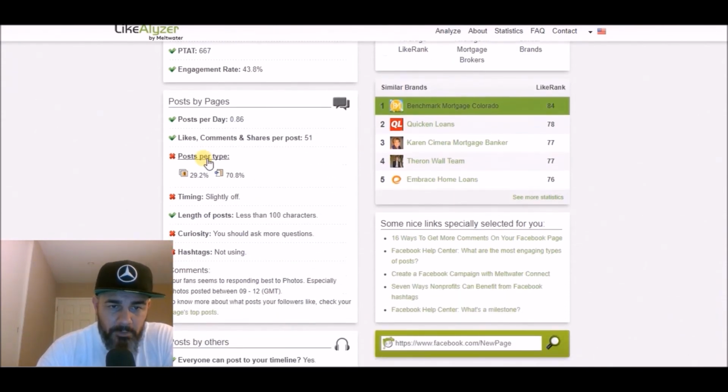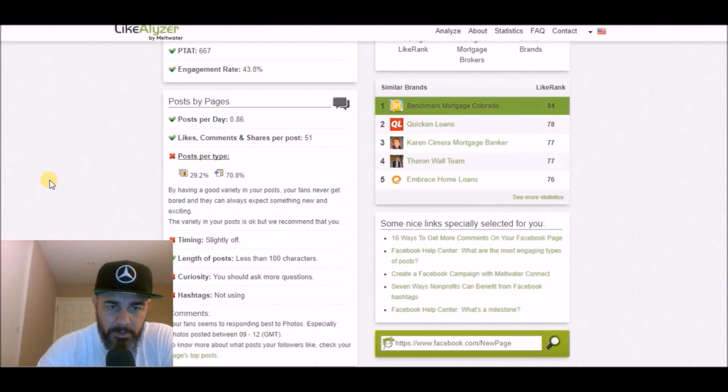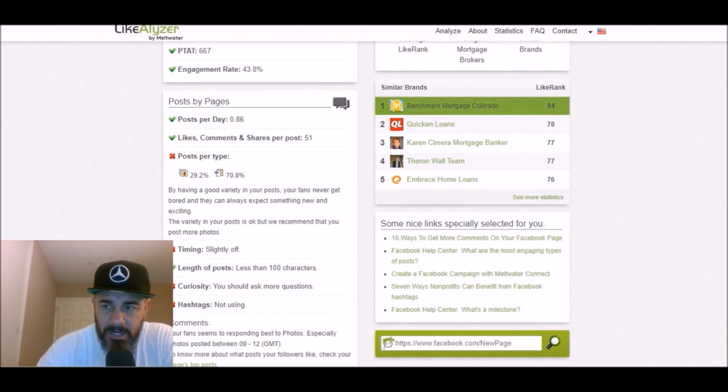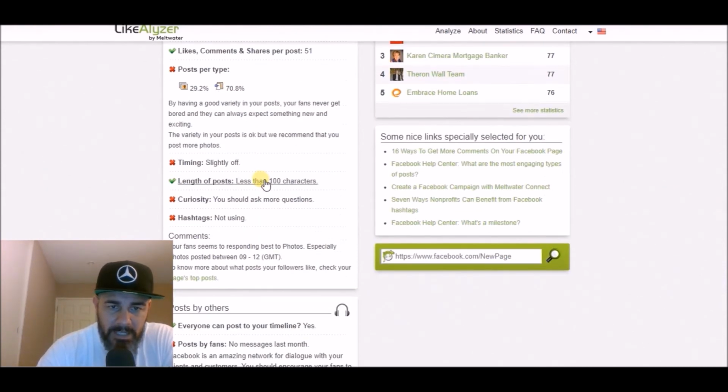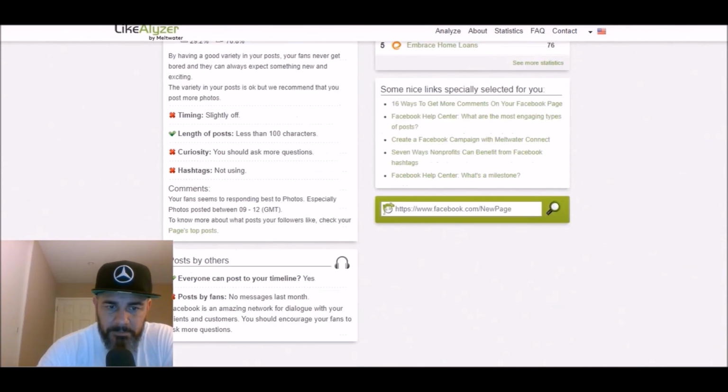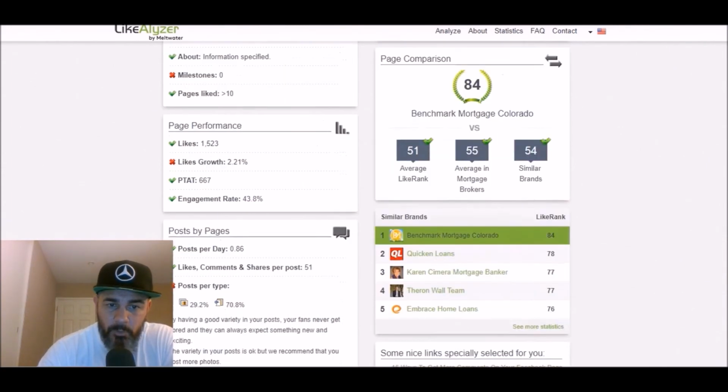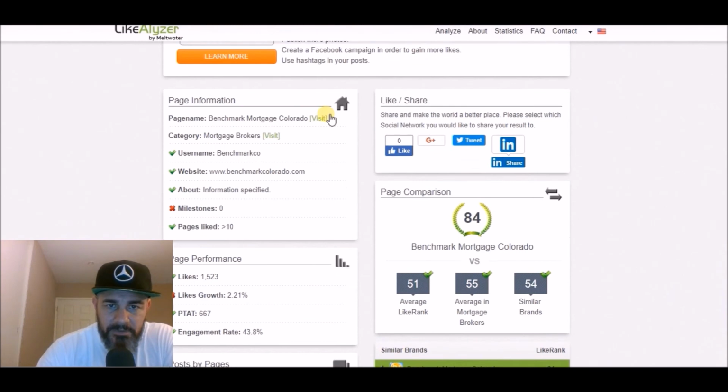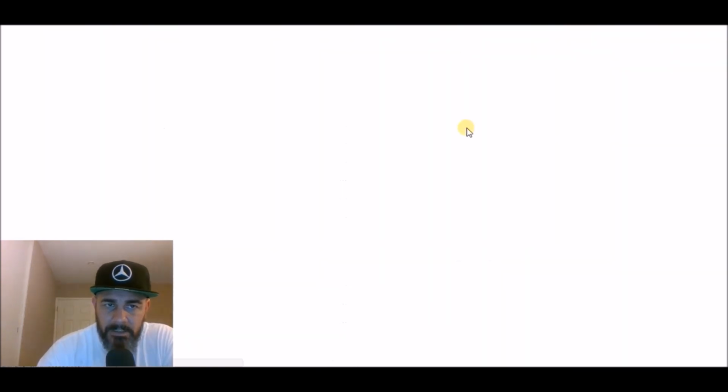They're not doing enough separation of posts, so let's read that. The timing's off. Remember we talked about that on the last one. Doing good short posts. They're not asking questions. They're not using hashtags. Don't look like they have any videos up, so they really need to mix that up to even raise their score even higher. But let's jump over real quick and look at the page.